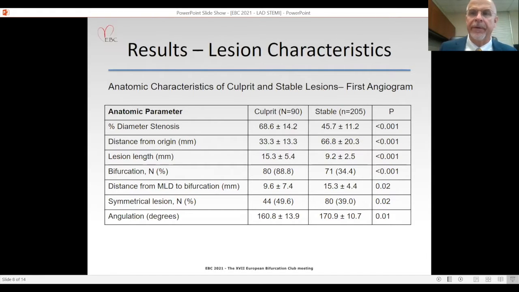There were significant differences between culprit stenoses and stable lesions. The culprit stenoses were more severely stenotic. They were much closer to the LAD ostium. They were slightly longer in length. Importantly, nearly 90% of the culprit lesions were in proximity to a bifurcation, in addition to those that were close to the LAD ostium. The lesions tended to be more symmetric, and they were slightly more angulated than the stable stenoses.